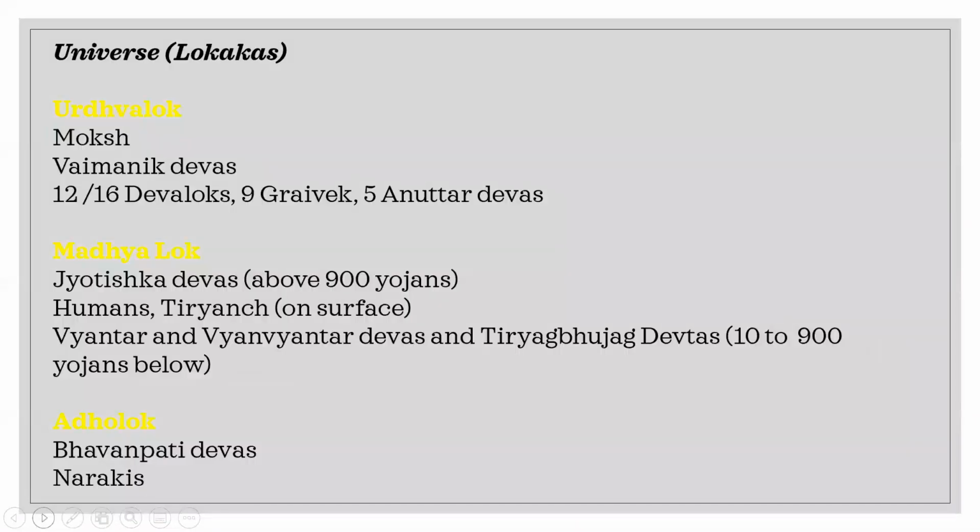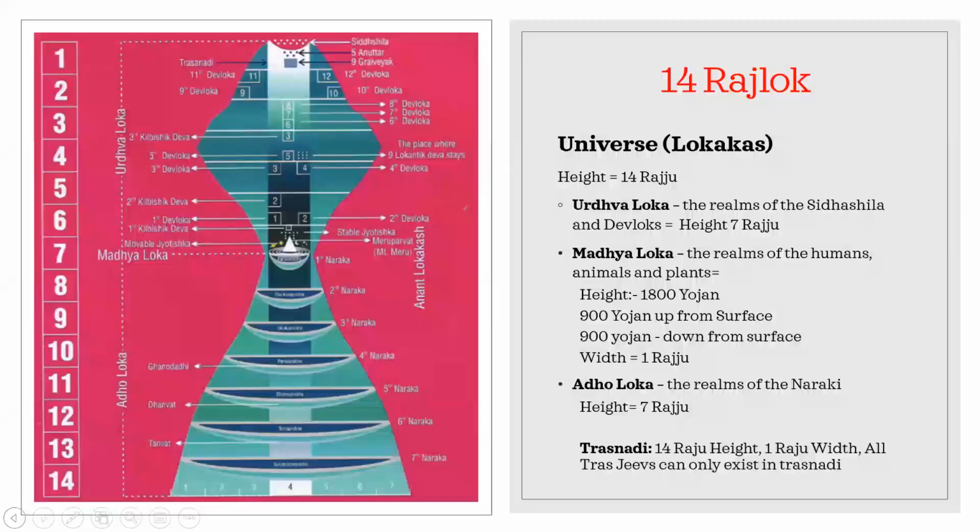So I think before we get started, we all know the structure of the Chaud Rajlok, right? We have been repeating this for several classes now. So we know the Chaud Rajlok is divided into three sections. There is Urdhva Lok, there is Madhyalok, and then there is Adholok. And the Urdhva Lok, we all know, is 7 Rajju in height.